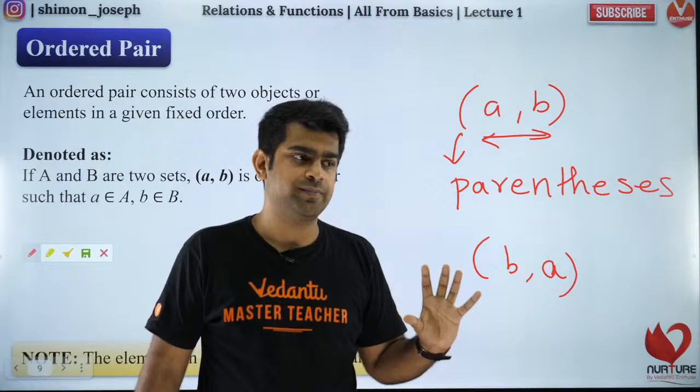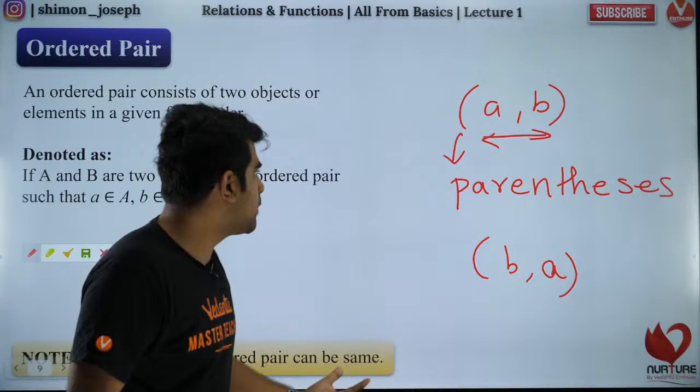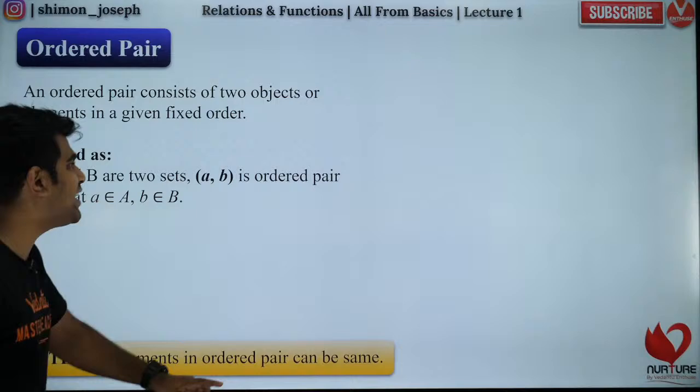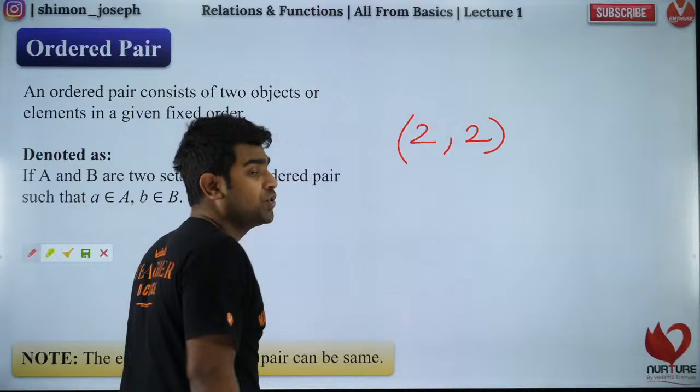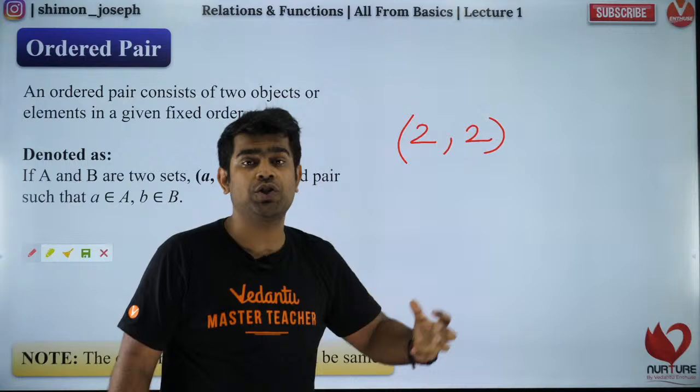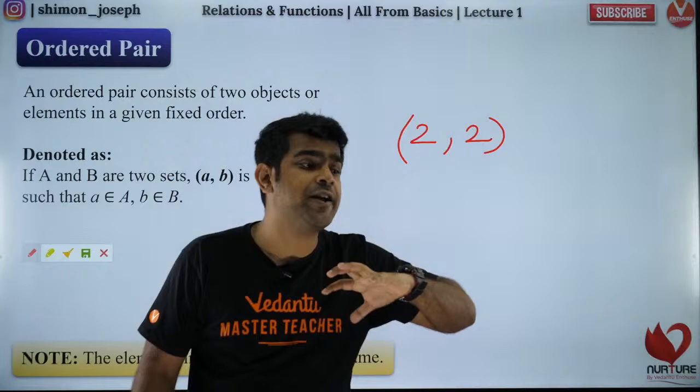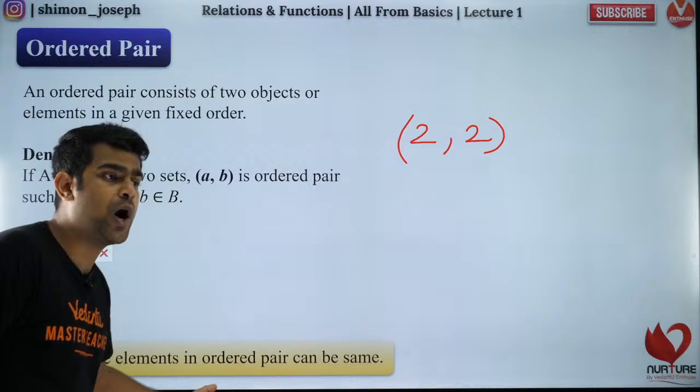Now I will move forward and show you some interesting questions. The elements in an ordered pair can be the same as well. That is another important point. For example, you can have an ordered pair 2, 2 also, because there are two elements taken in this ordered pair. So in a set, you cannot repeat elements, but in an ordered pair, you can have the same element.